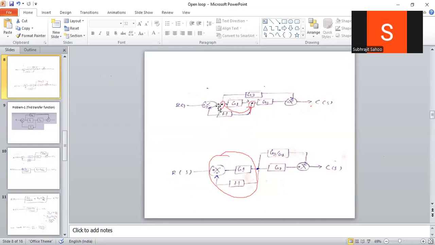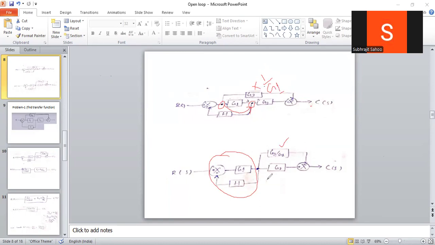Sir, while moving the branching point to here, will G3 be changed or not? In the previous case I have shown this is a right movement. Right movement means we are taking the branching point to the right of G1. So it becomes G3 into 1 by G1. In the new diagram, this G3 block will be changed to G3 by G1. Observe here, I have written G3 by G1 over here, right?